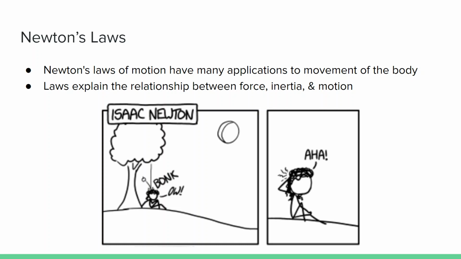And inertia is basically the thing in between the force and the motion. So when we activate our muscle, we have to overcome the inertia of the limb to create that motion.